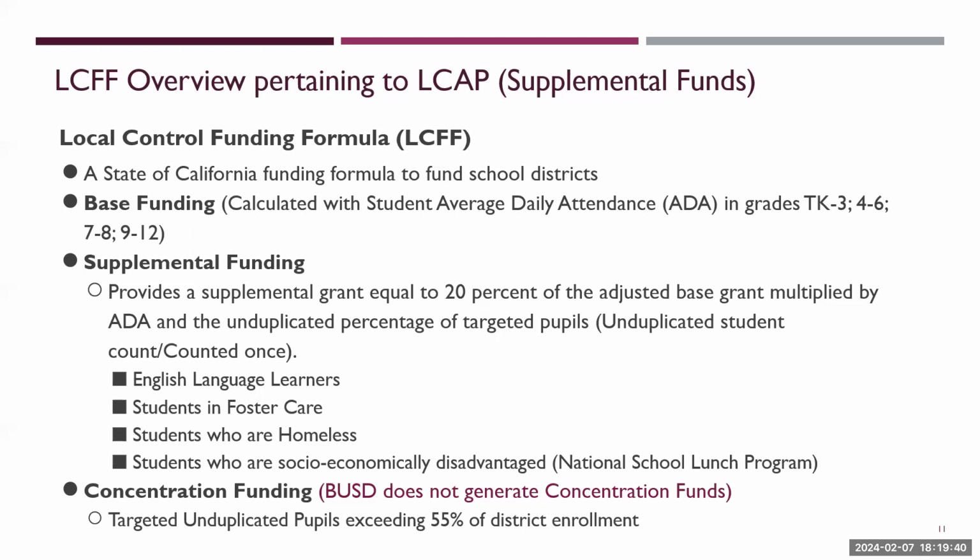In addition to that, we receive supplemental funding, which is what the majority of our LCAP expenditures are. And those are a supplemental grant equal to 20% of the adjusted base grant multiplied by ADA and the unduplicated percentage for targeted pupils. And I'll get to a slide for unduplicated pupils. But those students include English language learners, students in foster care, students who are homeless, and students who are socially economically disadvantaged that are identified through the National School Lunch Program.